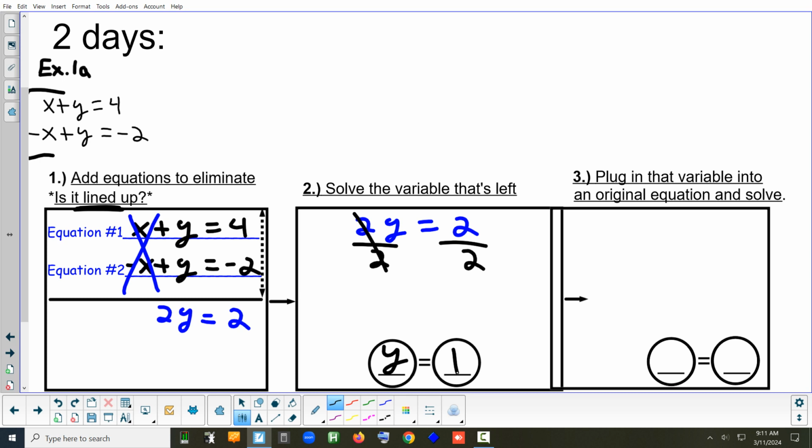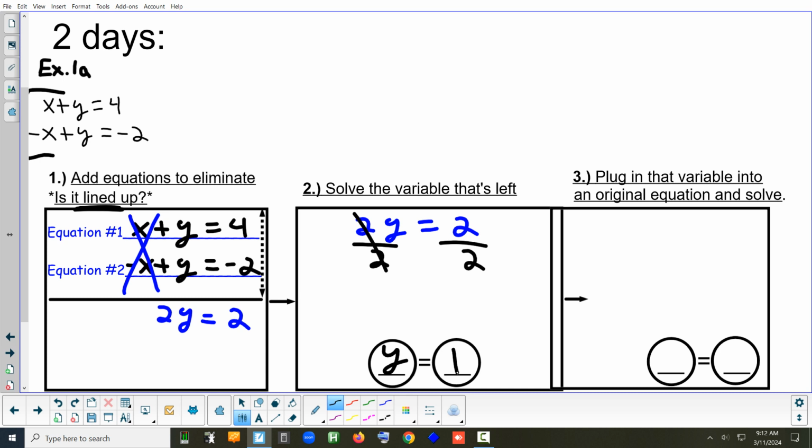All right. Now, how many variables did we have in this problem when we started it? We had 2. How many have we found? We found 1. So we still have to find the other variable. This step is the same as last week. Take the variable that you just solved for and plug it into one of the original equations. It doesn't matter which one you use. I would pick whichever one you think is easier.